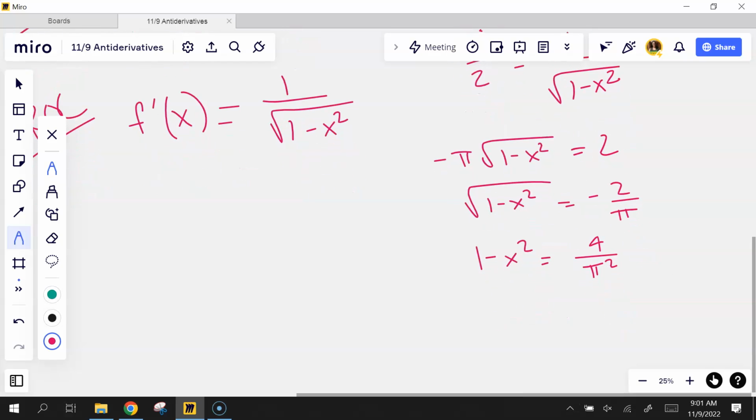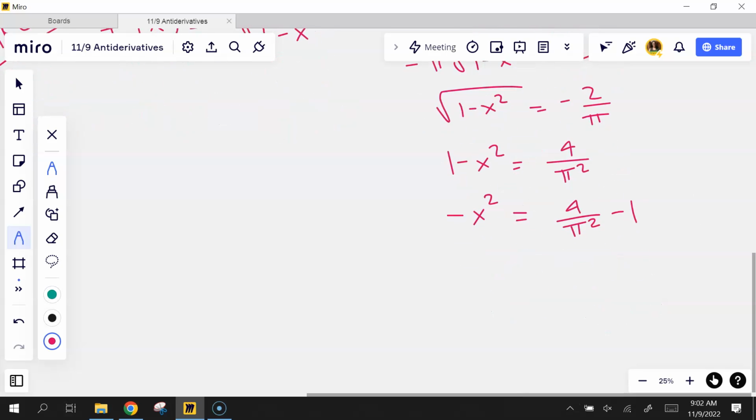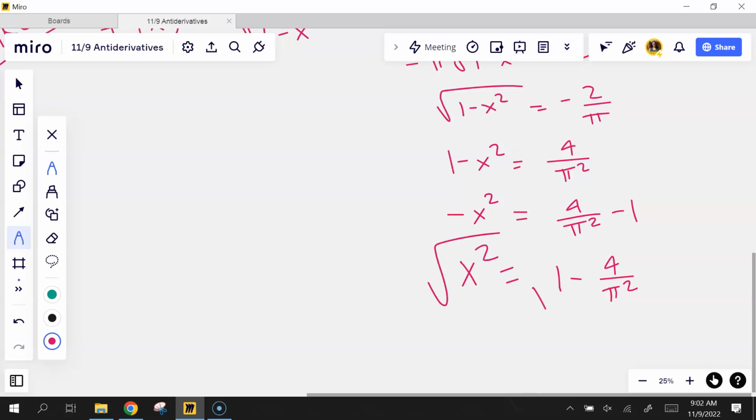I'm going to subtract 1, so I got negative x squared equals. Now, I see that I'm fixing to have to take a square root. Y'all see that? I think that I am going to, let me go and divide by -1. I'm just going to leave it then.